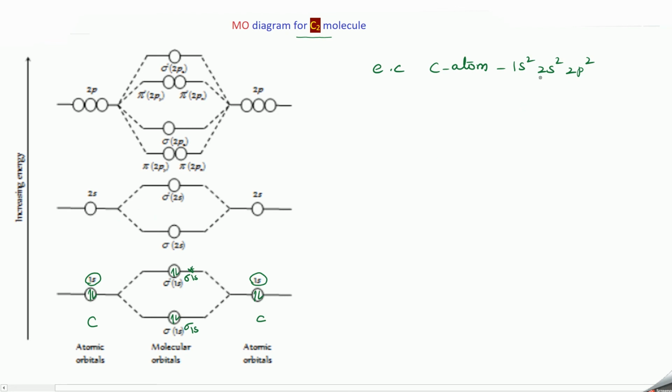Now you go to the next, the 2s orbital. So the 2s orbital with 2 electrons for this carbon, and the 2s orbital with 2 electrons for this carbon. Now these 2 will mix to form 2 molecular orbitals: one is sigma 2s and the other is sigma star 2s. You have 4 electrons here, so 2 electrons will go here and 2 electrons to this molecular orbital.